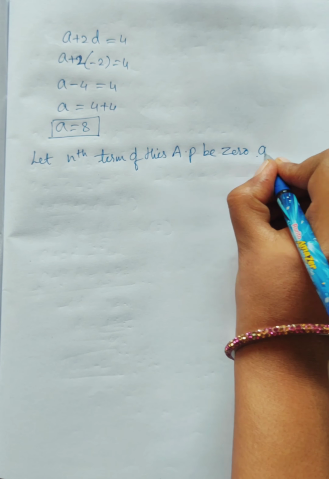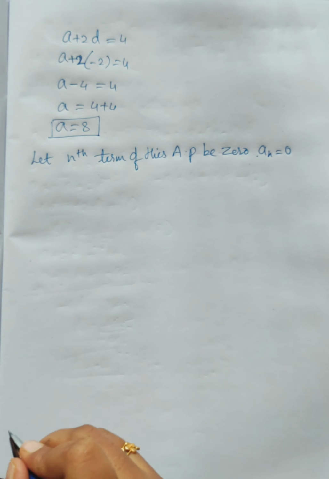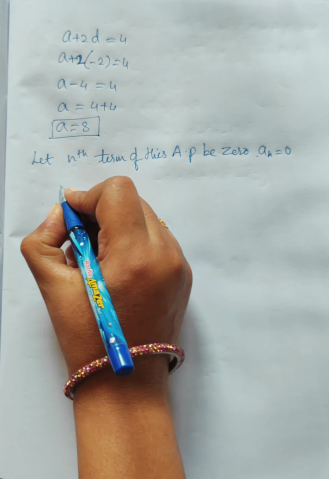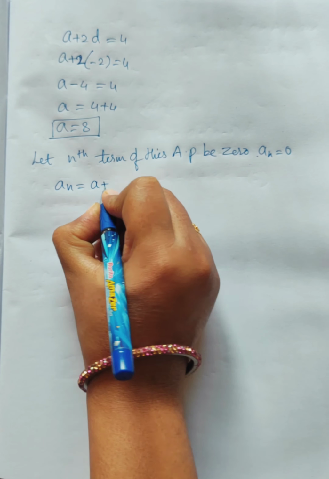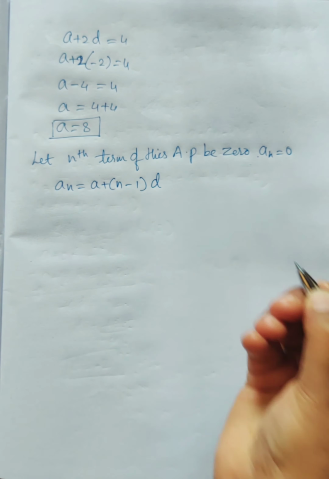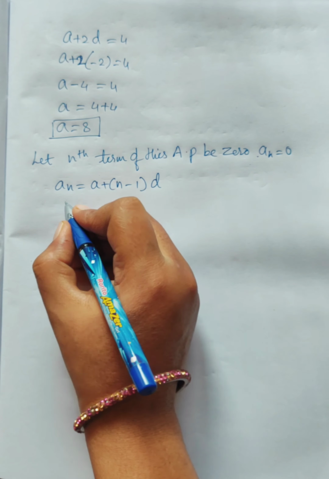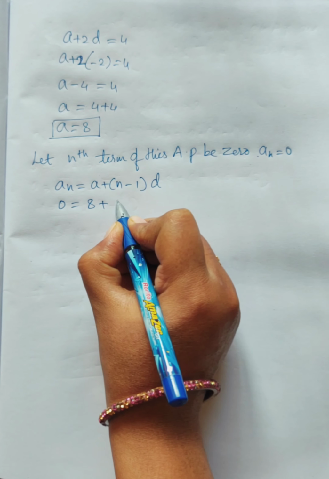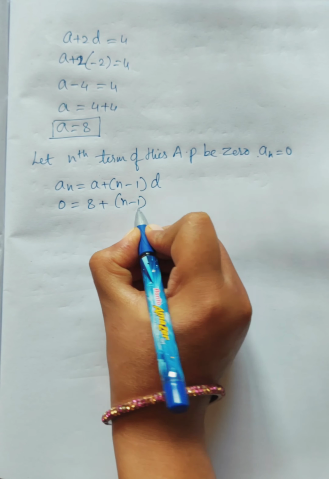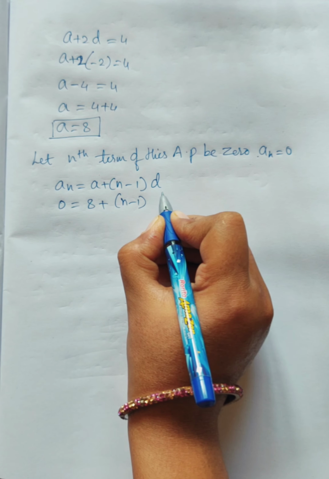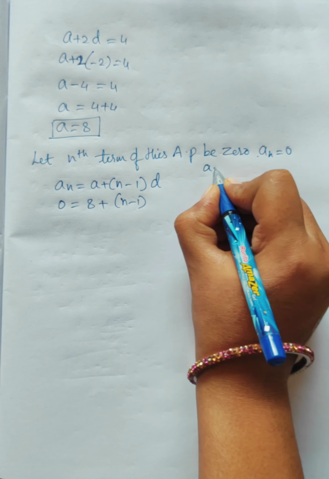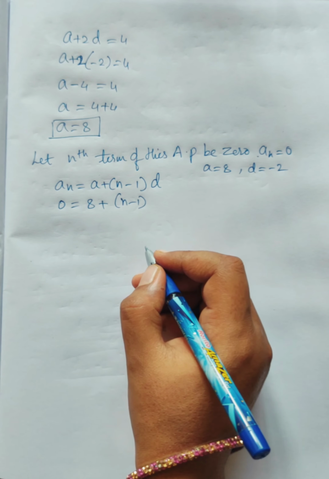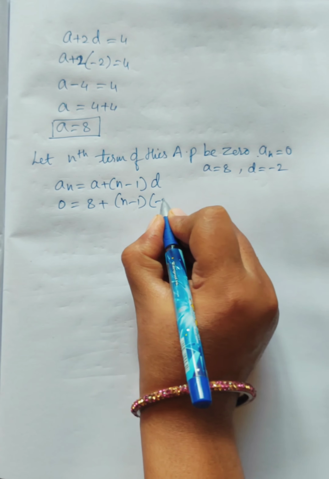That means what? A_n is equal to 0. I am going to assume the nth term of the AP as 0. So write the formula: A_n = a + (n − 1)d. In place of A_n, substitute 0. What is the first term? It is 8, and n is not given, so keep it as it is. What is the common difference? Here, a is 8, and common difference d is equal to −2. So substitute d = −2.